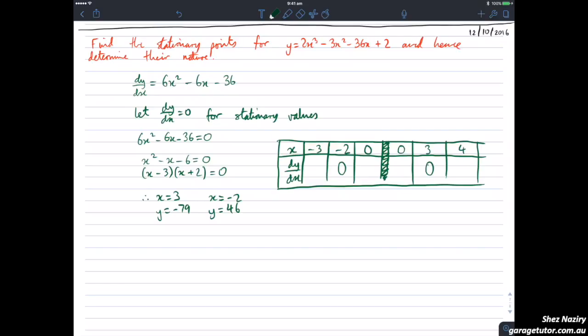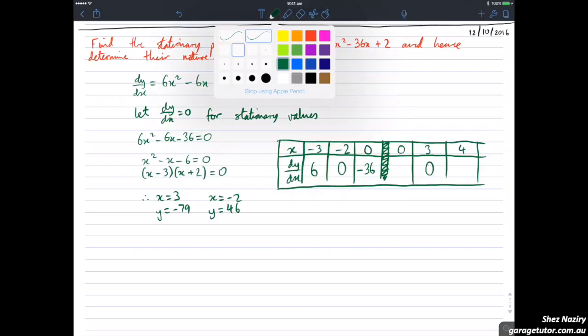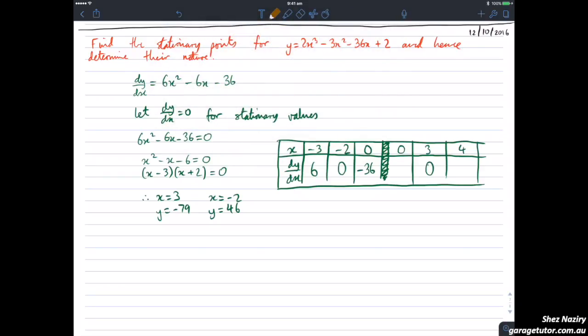Now, can someone please sub in negative 3 into dy/dx? So negative 3 into this one. Someone do that, please. Yeah? 6. And then look at this. I will sub in 0 into here. I don't need a calculator because it's just negative 36, because those two will disappear. Okay? See how quickly 0 works for us? So that's going to be negative 36. And look at this. It tells me exactly what kind of turning point it is.